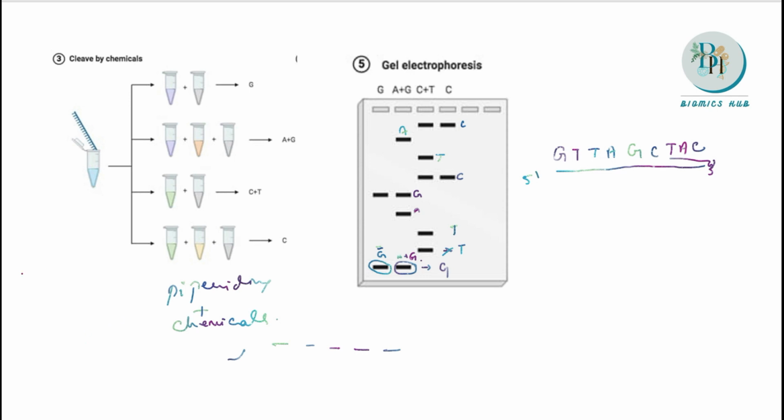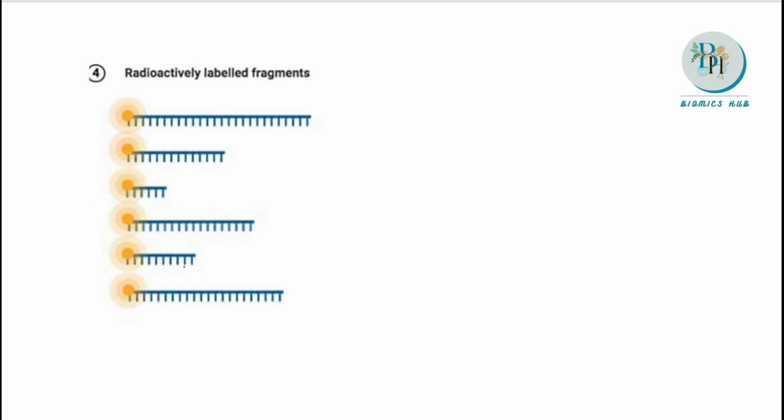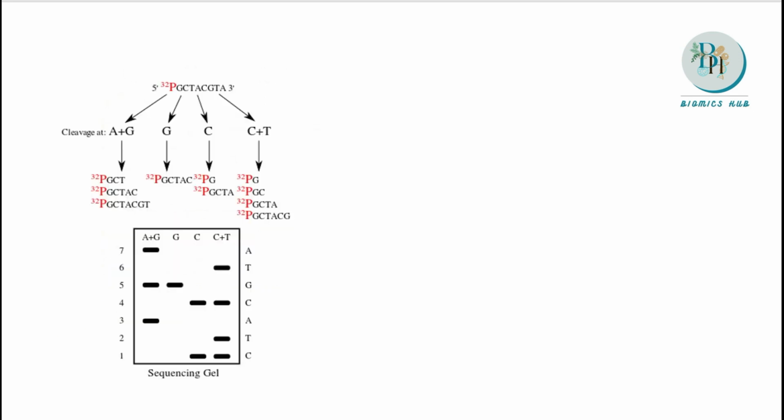Okay, let us again interpret this data with another diagram. We can see here that it is having one of the fragments. This fragment is G, C, T, A, C, G, T, A.